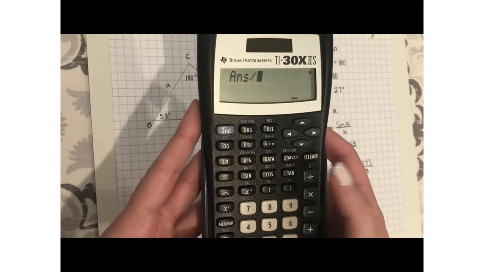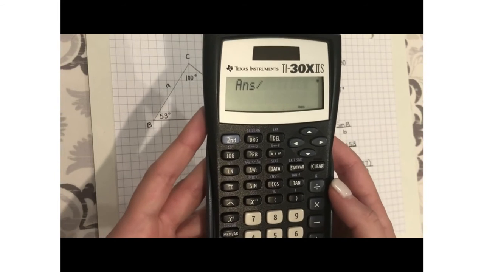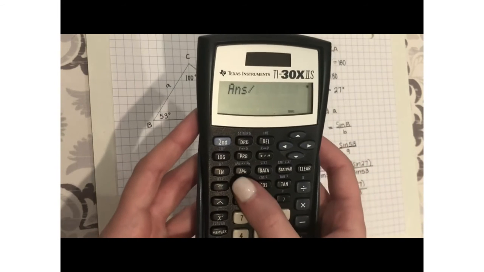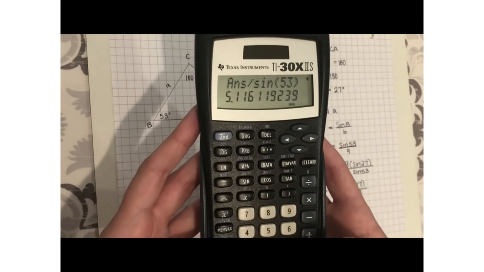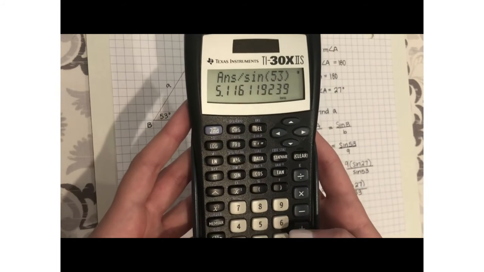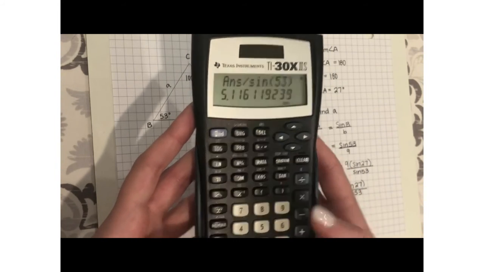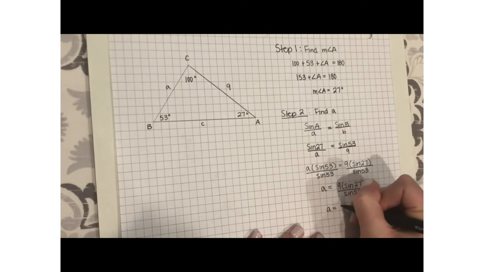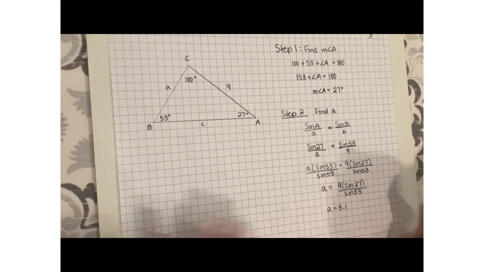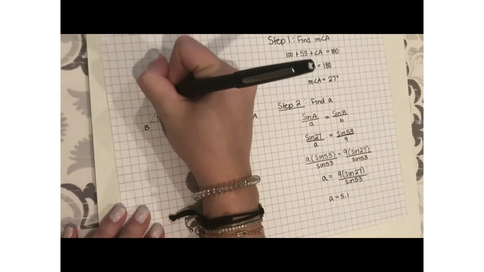And then I'm not going to hit anything else. I'm going to hit my division sign. So it's the answer divided by the sine of 53. And you'll get 5.116, just round it to the nearest tenth, so you get 5.1. So A equals 5.1, and you can label your triangle if you want.